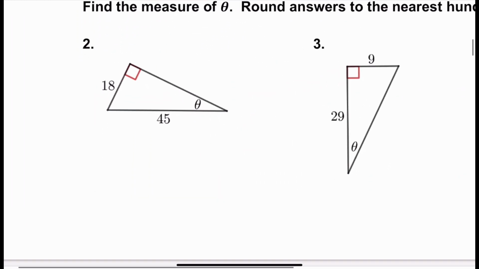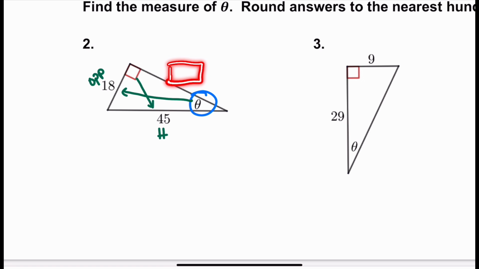Now let's look at number 2. Here's my reference angle, and like all trig problems, we are going to label the sides opposite, adjacent, and hypotenuse. Across from the right angle, the 90-degree angle, is the longest side, the hypotenuse. Across from the reference angle is opposite, and the last side is adjacent. Now there are no letters or numbers here, so we are not going to label that side.